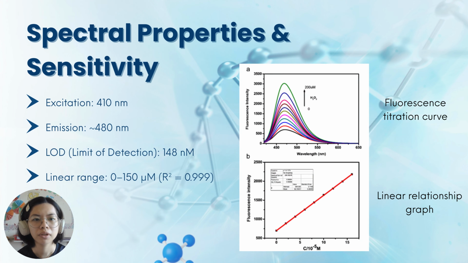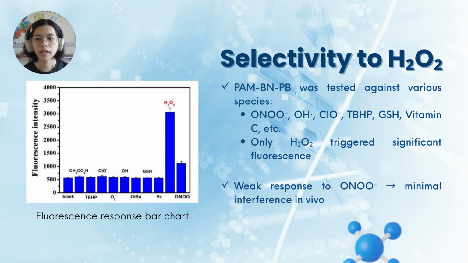Moving on to the spectral properties and sensitivity. Spectroscopically, this probe has an excitation at 410 nanometer and emits around 480 nanometer. It detects hydrogen peroxide linearly up to 150 micromolar with an impressive detection limit of 148 nanomolar. Next is the selectivity to hydrogen peroxide. The selectivity test shows that the probe responds strongly only to hydrogen peroxide and not to other reactive species like OH radical, hypochlorite, or antioxidants like glutathione. You can see that ONOO minus shows minimal interference.